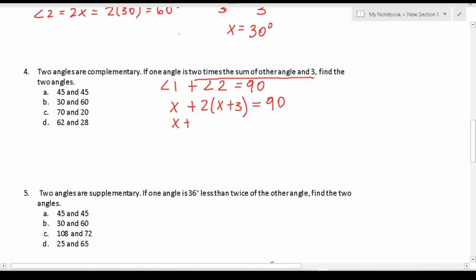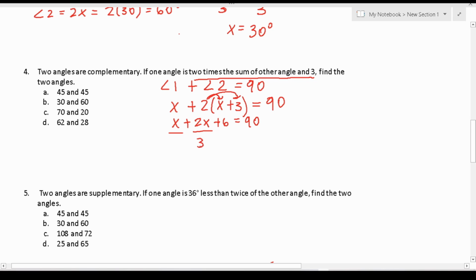We have x plus, and again, this is going to be 2 times x, which is 2x, and then 2 times 3, which is 6, equals 90 degrees. Let's combine like terms, notably x and 2x.